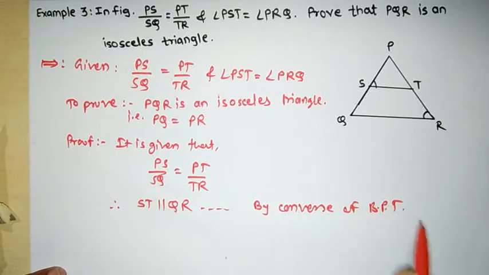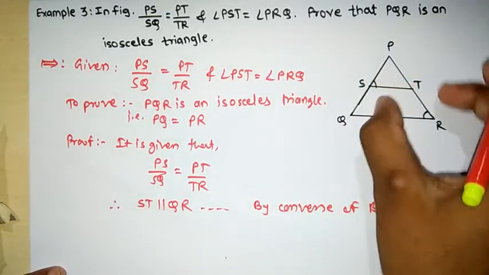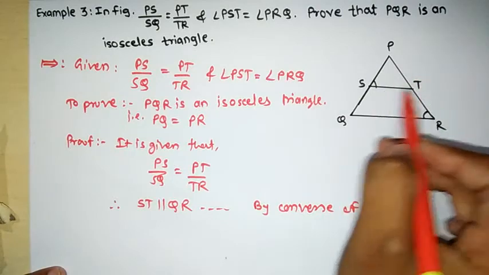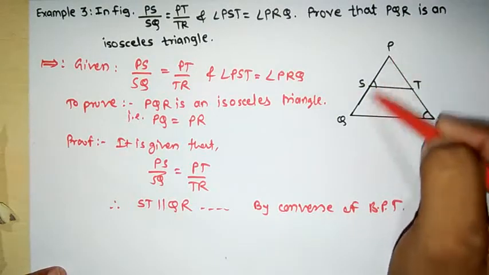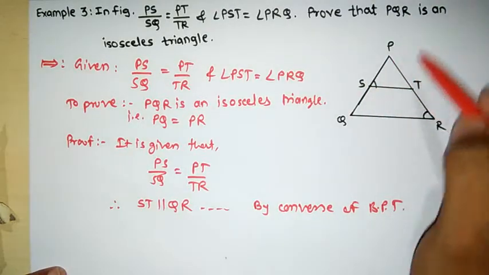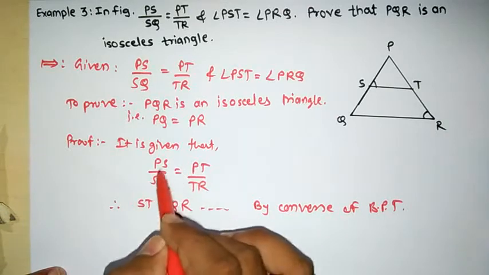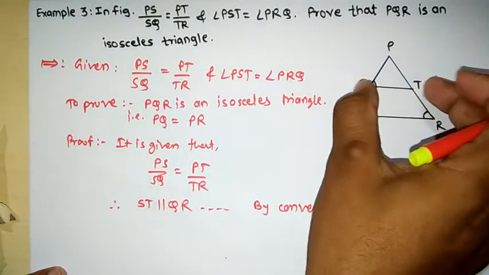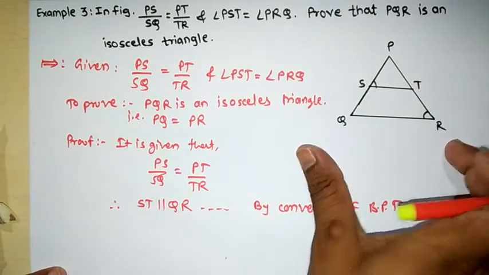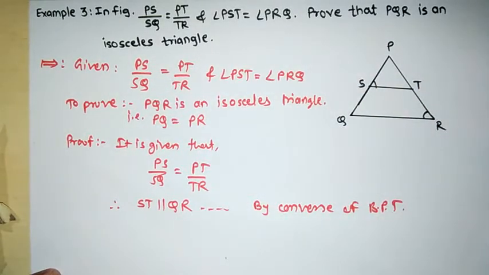We saw that if a line divides two sides of a triangle in the same ratio, then this line is parallel to the third side of the triangle. This is the converse of BPT theorem. Here, this line ST divides the two sides PQ and PR in the same ratio, PS by SQ is equal to PT by TR. Therefore, this line ST is parallel to QR by the converse of BPT theorem.